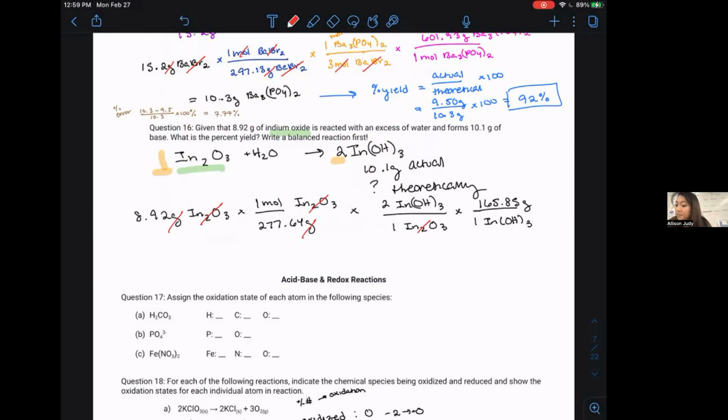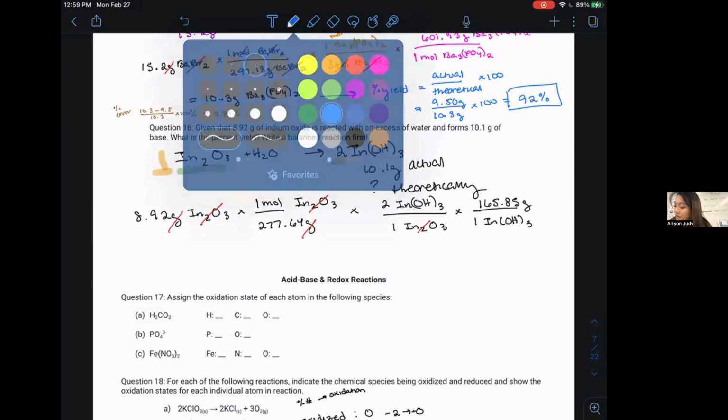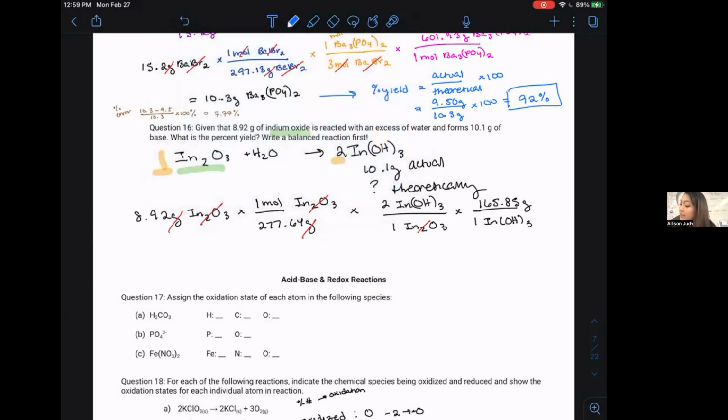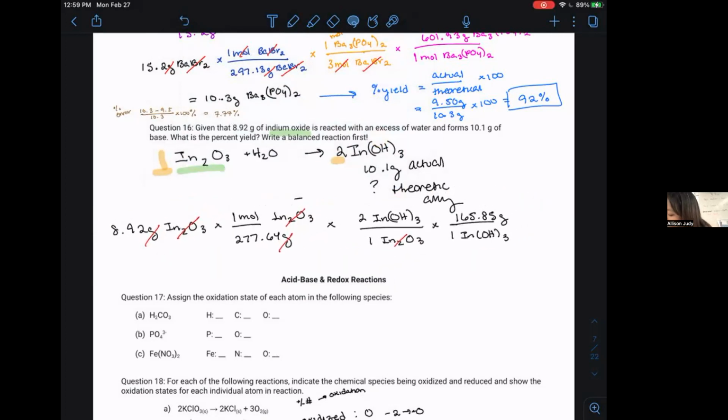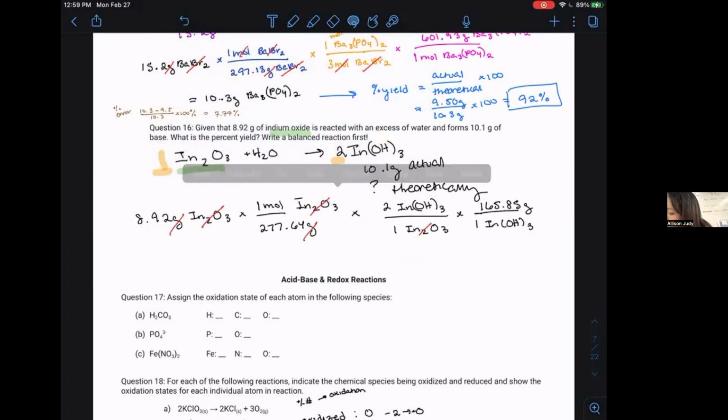And what do we get for our final answer? So we get a value of 10.7 grams. That is what should have been theoretically produced. 10.7 grams. And we need to figure out the percent yield.